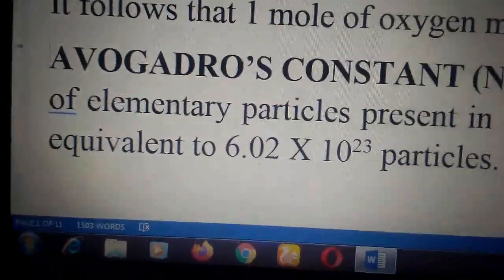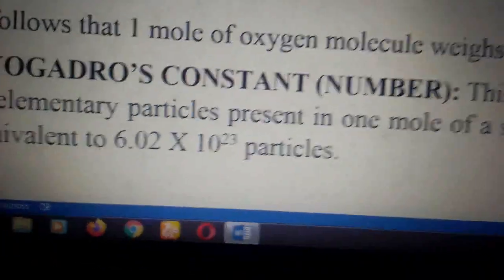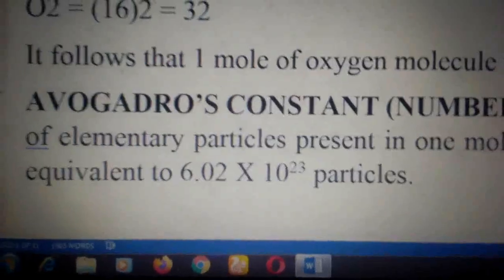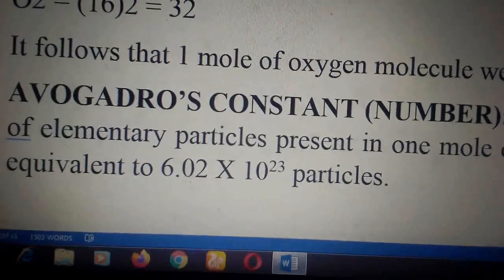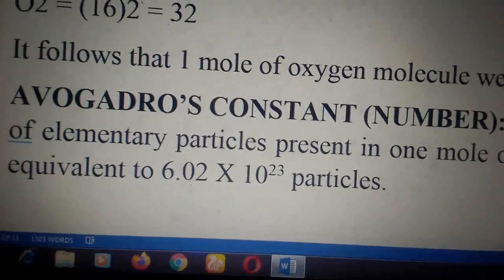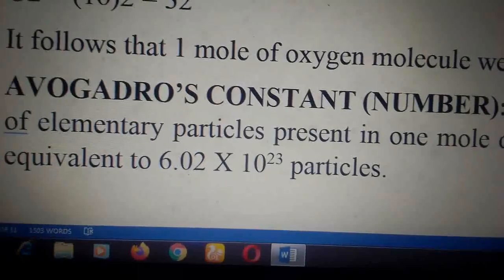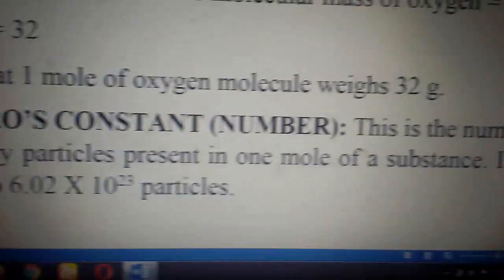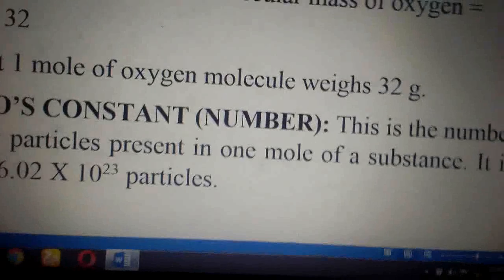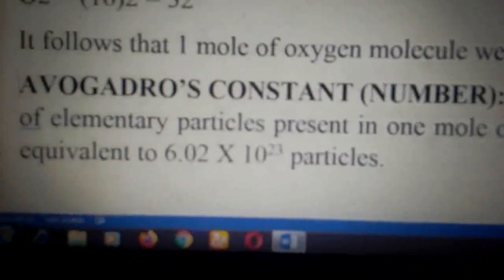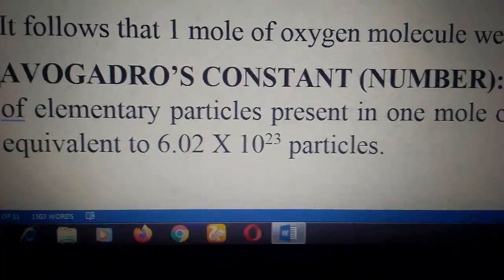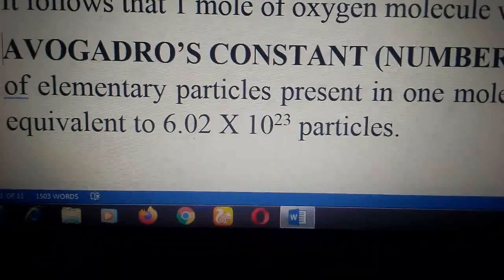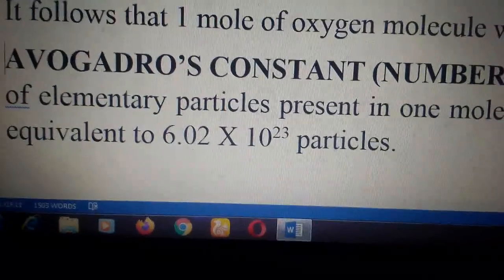The number of elementary particles present in a mole is what we call Avogadro's constant. And what are those particles that make up 1 mole? Those particles are called atoms, molecules, ions, or electrons. So the elementary particles that make up 1 mole of a substance are atoms, molecules, ions, or electrons. So how many of these particles will make up 1 mole? That's Avogadro's number, 6.02 times 10 to the power 23.